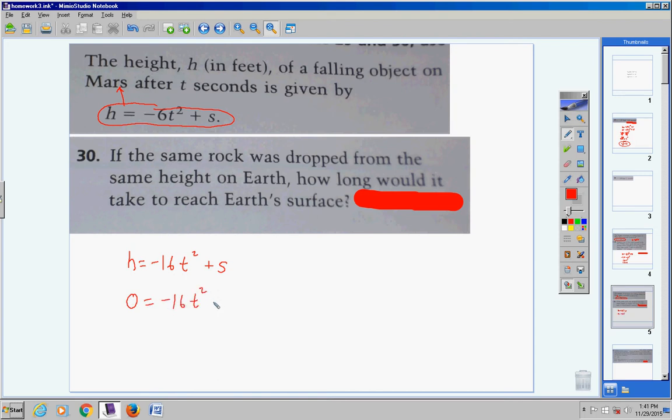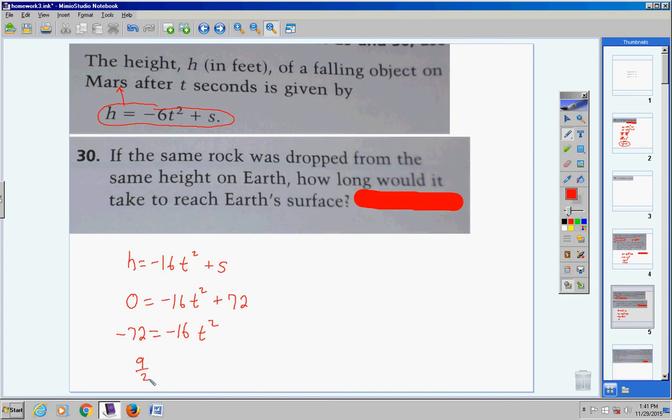My initial or starting height, what was the height? I forget. 72. Alright, bring the 72 over, make it a negative 72. Let's divide both sides by negative 16. So, negative divided by a negative is positive. 72 over 16 will reduce to 9 over 2.